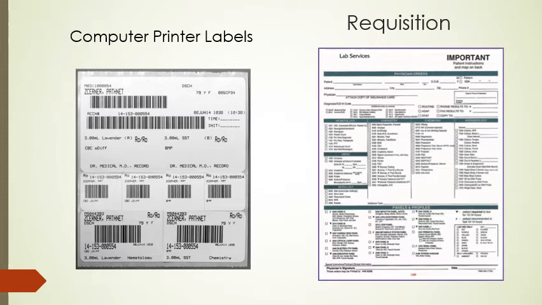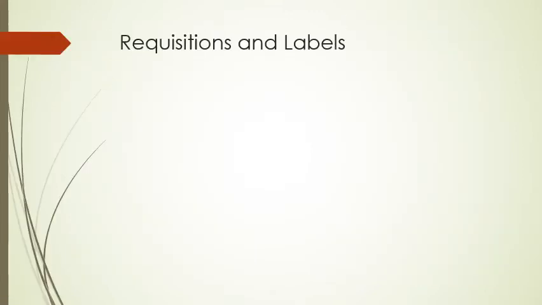So that's the difference between a computer printed label and a requisition, just so you can physically see that. Most places nowadays use the computer printed labels. However, there are still places that are using these requisitions. So it's important to know what they both look like and the information that's supposed to be on them.